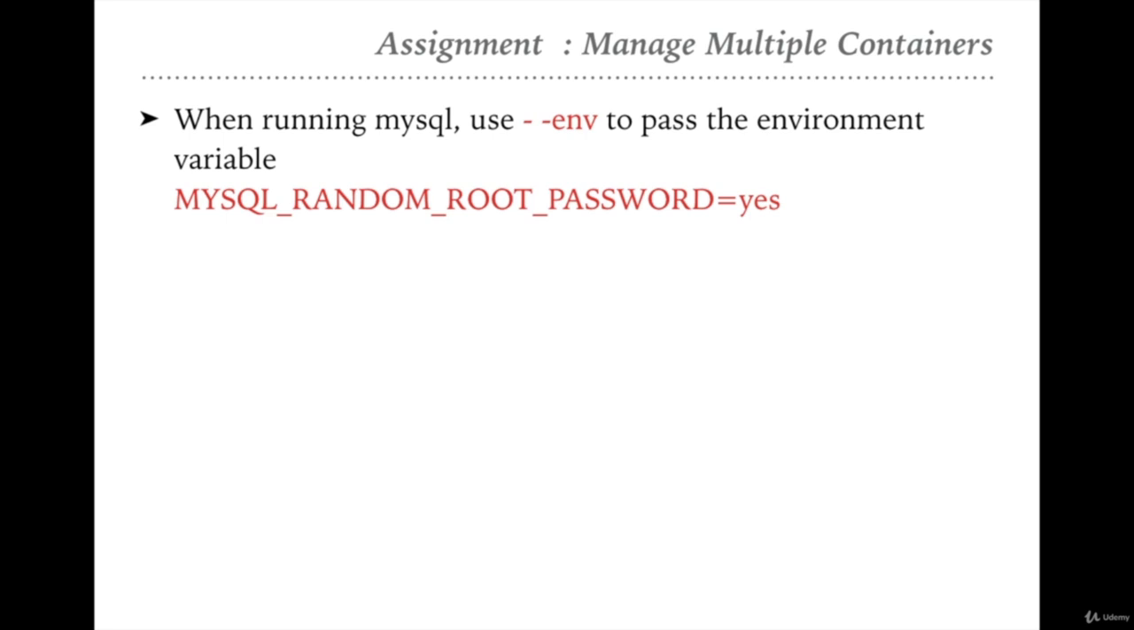Basically, when you start a MySQL container, there's an option to provide an environment variable at the time of starting the container, right? So you need to use the --env option to pass the environment variable. I want you to pass the environment variable MYSQL_RANDOM_ROOT_PASSWORD equals yes. It will generate a random password for you to log in to your MySQL container, right? This is a very common way of working with containers. Sometimes we need to pass environment variables to the containers. With the help of --env or -e, you can pass the environment variables to your containers.